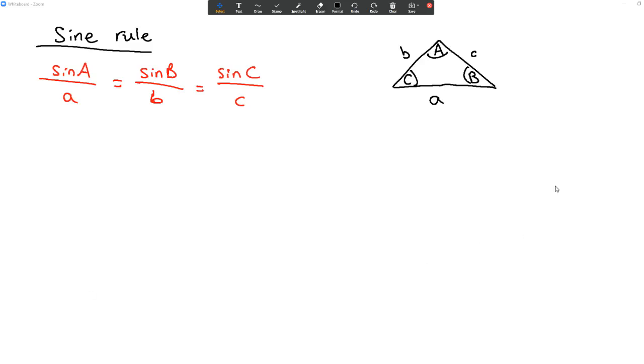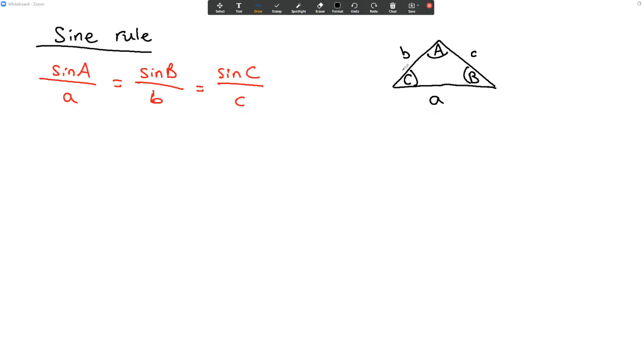Alright, so we've been able to figure out how to find angles and sides of right-angled triangles using trigonometric functions. But now we're going to explore a few rules that we can use for when the triangles aren't right-angled, right? So the first rule we're going to learn is the sine rule, and this dictates that sine A over a equals sine B over b equals sine C over c.